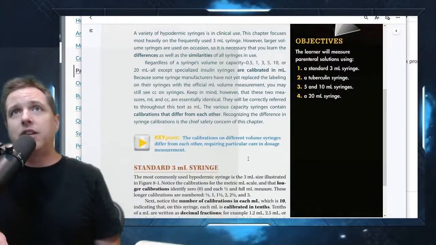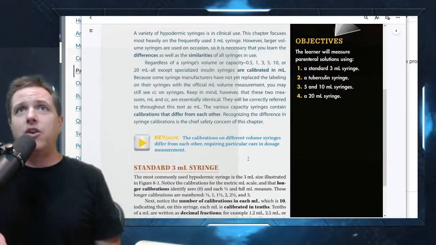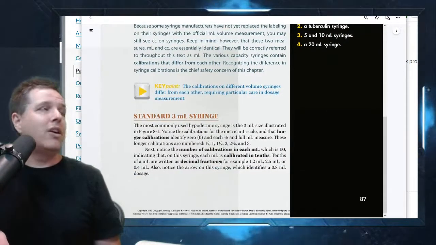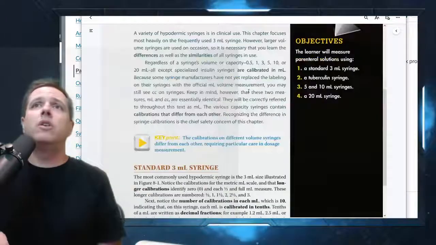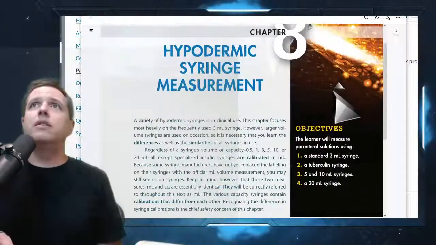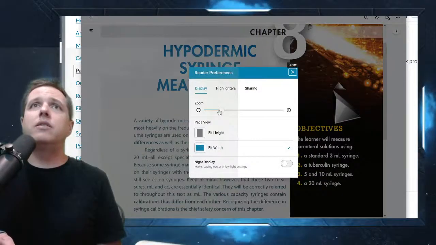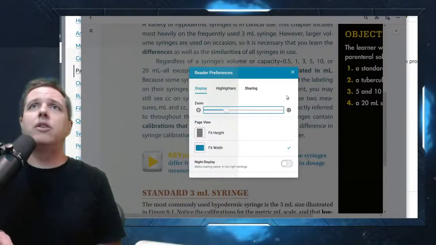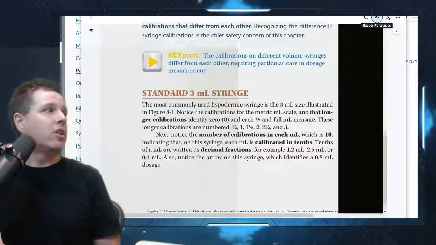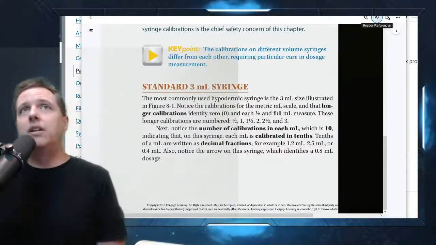The calibrations on different volume syringes differ from each other, requiring particular care in dosage measurement. So you're going to have to be careful, right? So let's see if I can blow this up a little. Yes, I can do it right here. Maybe like that. There we go. That should be good. Okay, so standard 3 milliliter syringe.